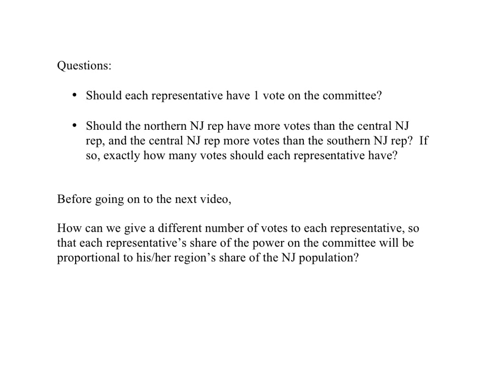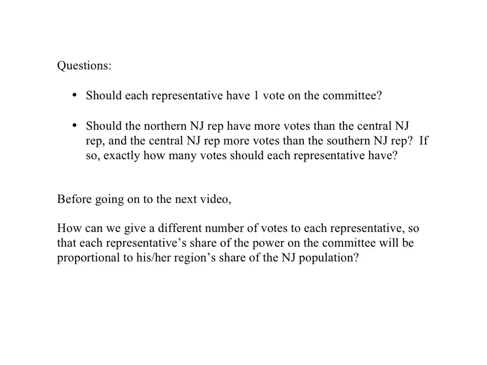So how exactly do we achieve this goal of making your power on the committee proportional to your share of population? Well, we can ask, should each representative have 1 vote on the committee? Or should the northern New Jersey rep have more votes than the central New Jersey representative, and the central New Jersey representative more votes than the southern New Jersey representative? And if so, exactly how many votes should each representative have? Well, we can see one thing right away, and that is that if you give each representative 1 vote, then for sure you're going to give each one of them equal power on the committee.